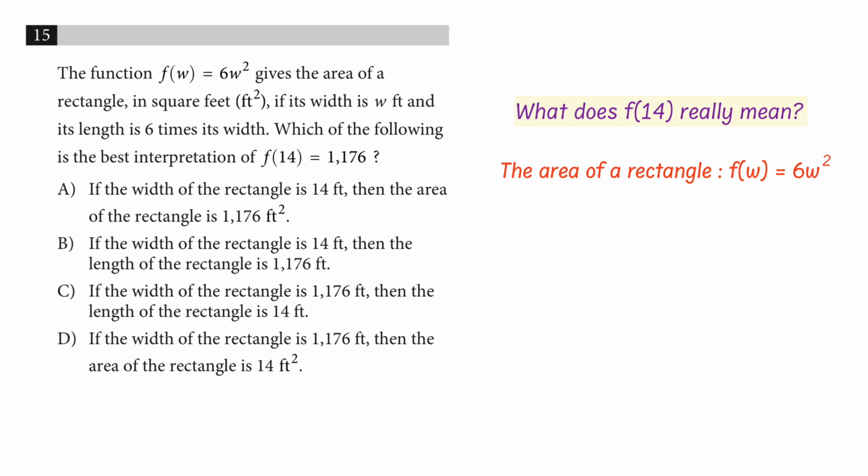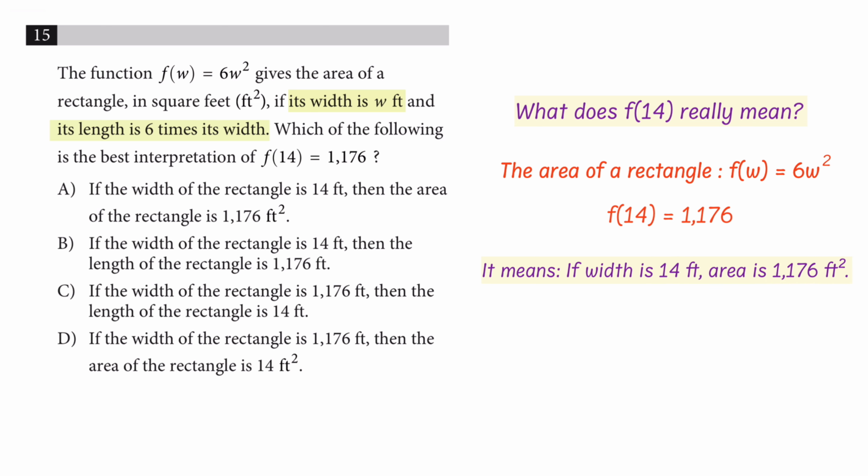This represents the area of a rectangle where the width is w and the length is 6w. So f of 14 equals 1,176. That means if the width is 14 feet, the area is 1,176 square feet. That's choice A. Context is key.